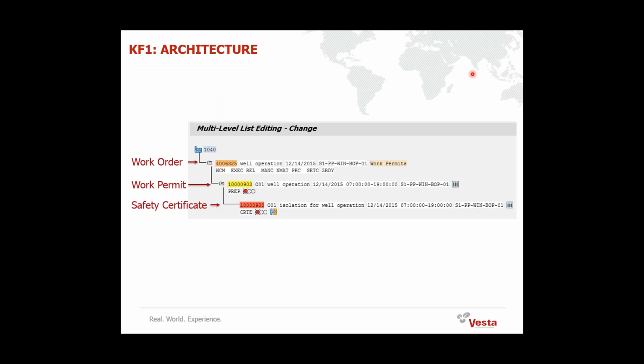This is how it will look in SAP. Here you see in one screen that you have your work order, you have the related work permit, and you have the related safety certificate. We'll also see that in the demo.